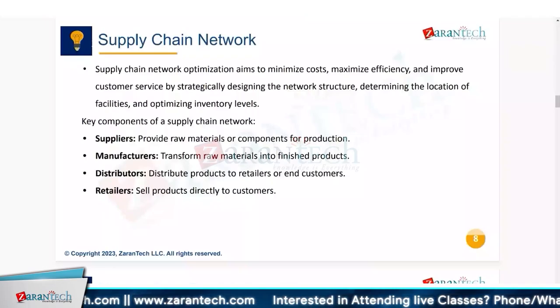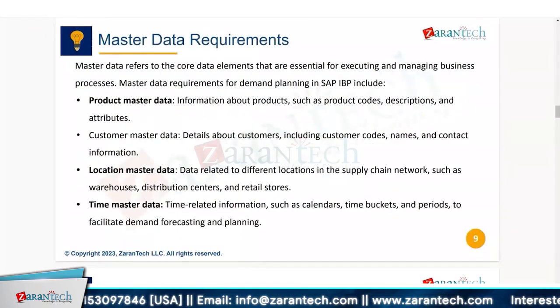Then we have distributors, who distribute our product down the line to the stockists or to the retailers or to end customers. So they are basically taking care of the distribution network. Then we have retailers who are basically selling the products to the end customer. So for the end-to-end gamut of supply chain, we have suppliers, manufacturers, distributors, and retailers, which form the chain of supply chain management.